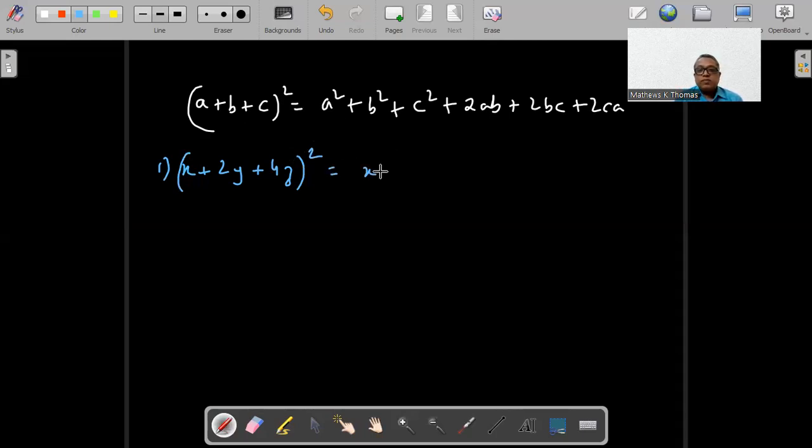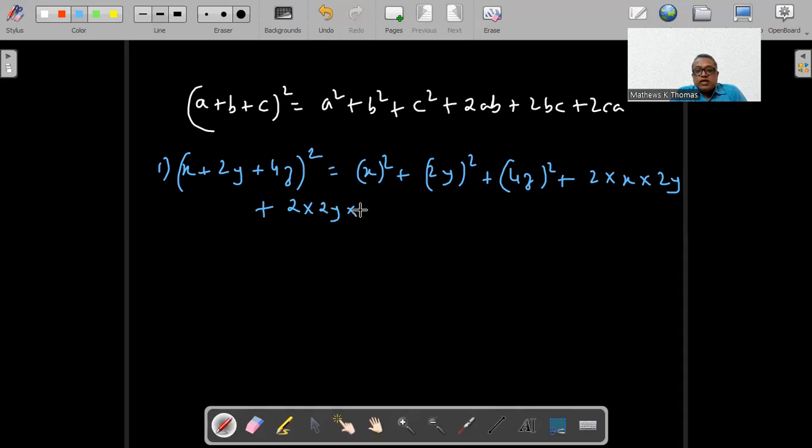So this is going to become x square plus (2y) whole square plus (4z) whole square plus twice of ab. So 2 into the first term x into the second term 2y, plus 2bc, that is 2 into the second term 2y into the third term 4z. So a square, b square, c square, 2ab, 2bc, and 2ca. This is a, this is b, and this is c.